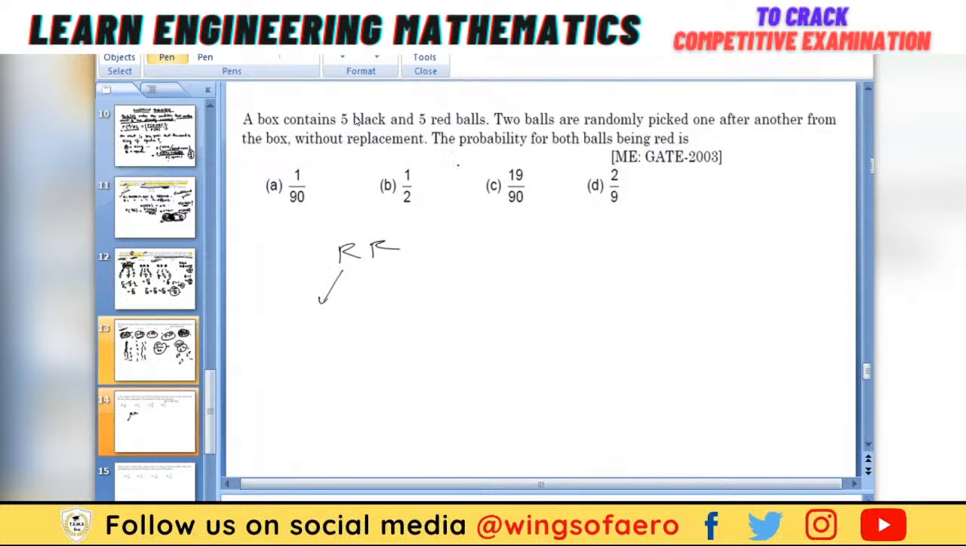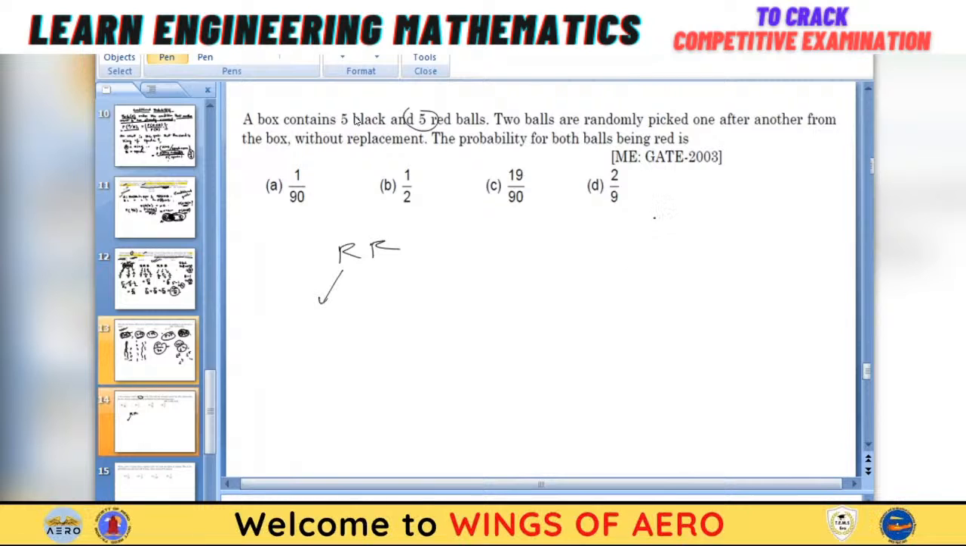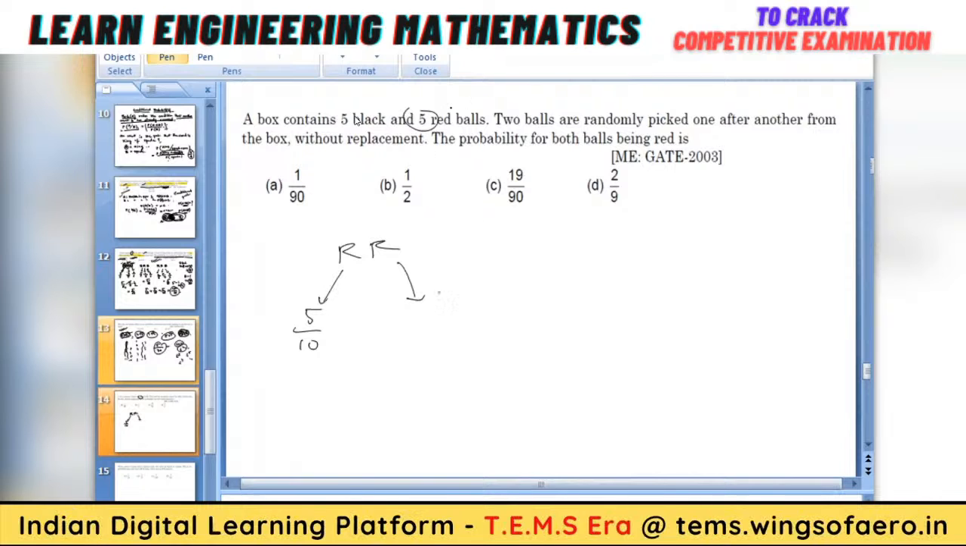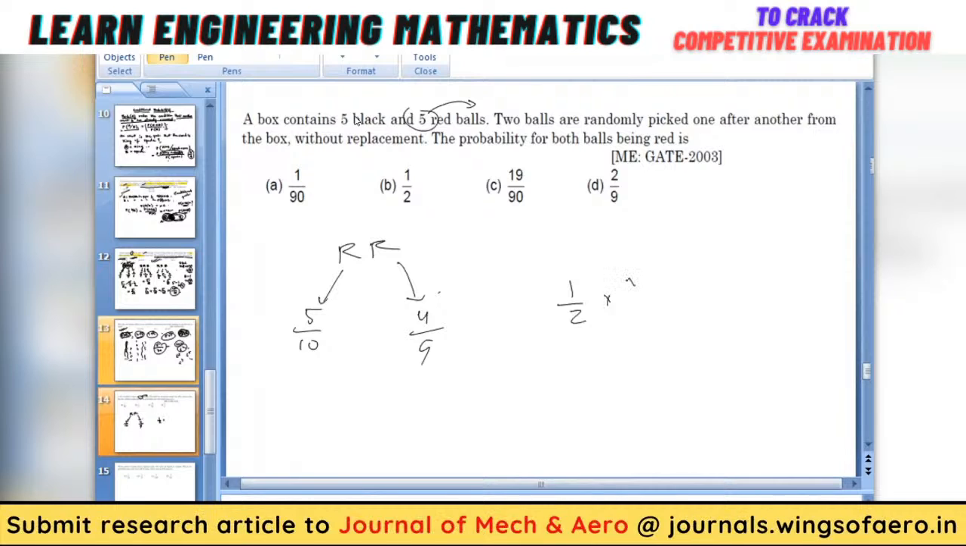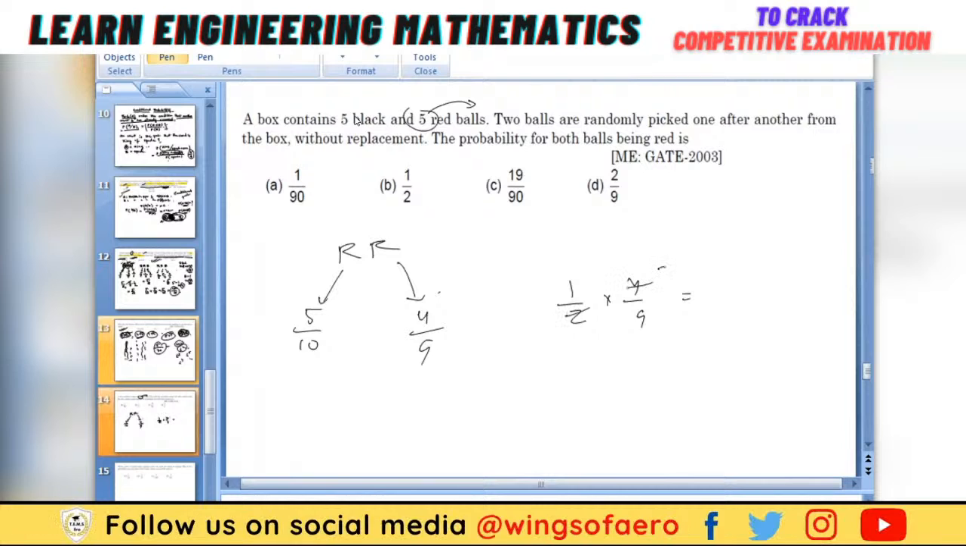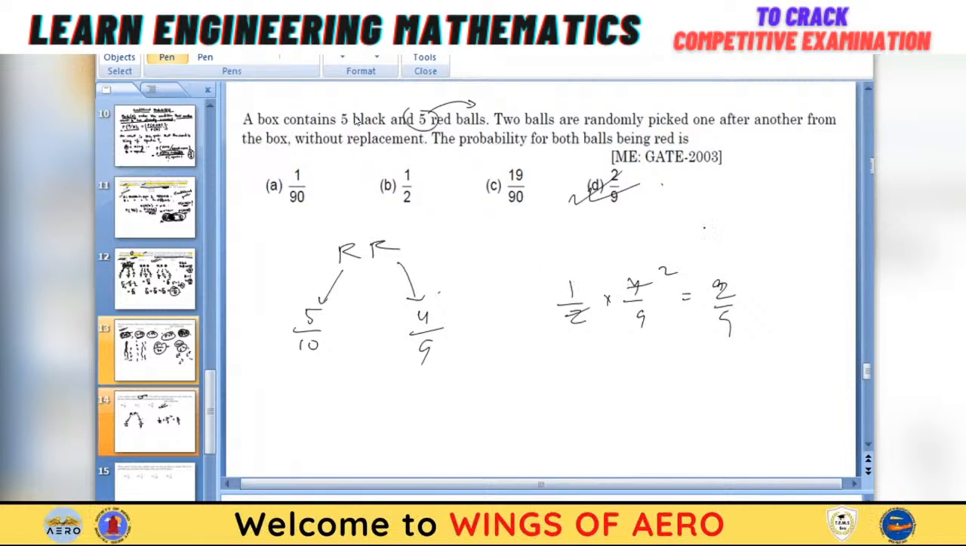So first red, it has occurred. Five red balls are there, and the total number of balls is 10, 5 plus 5, so 5 divided by 10. And for the second, because one red ball is already taken out, it is 4 divided by 9. So it is 1 by 2 into 4 by 9, which is 2 by 9. Exactly, D is the right answer. Exactly similar to the previous question. It is easier than the first one.